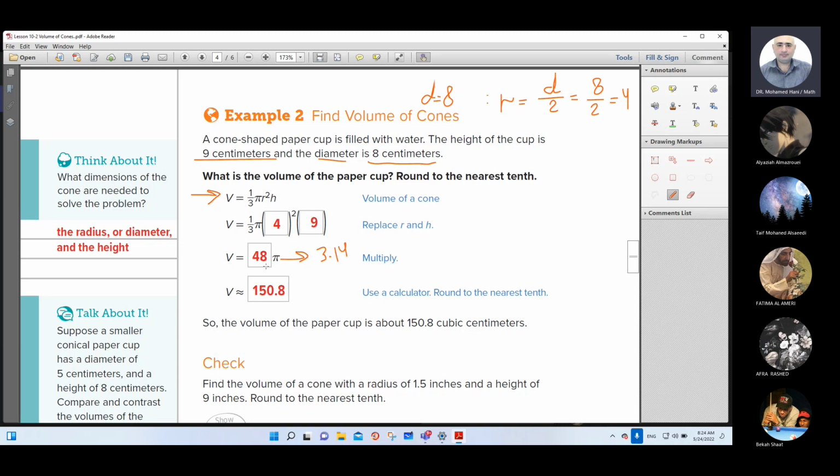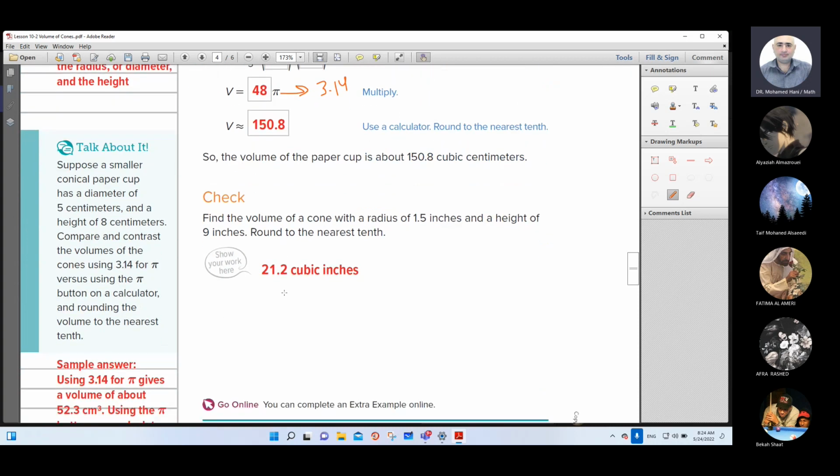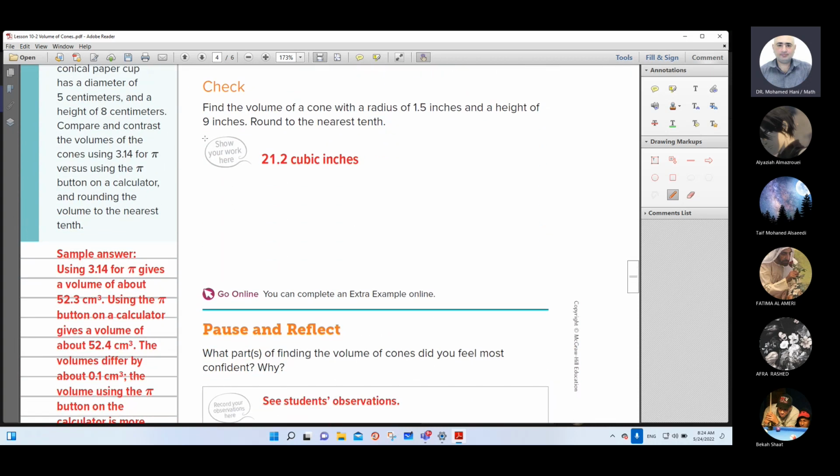3.14 times 48 will be about 150.8. Listen to this example. Find the volume of a cone with a radius r equals 1.5 inches and the height of 9 inches. Round to the nearest tenth.